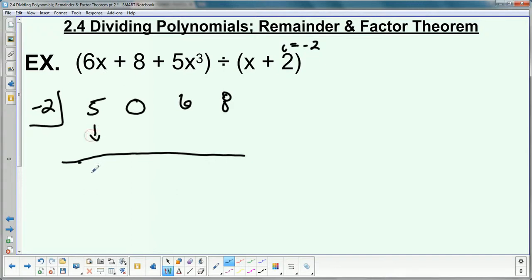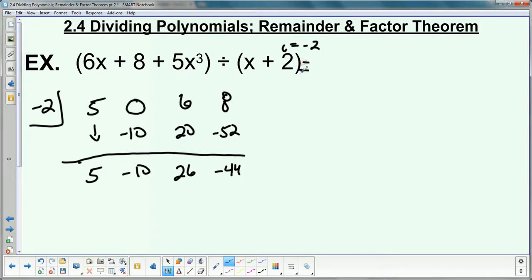Remember, the next step is to bring down your leading coefficient. I now multiply my leading coefficient by c. I get negative 10, and I write that under the next coefficient. Add these two together, which is going to give me negative 10 again. Repeat the process. So I'm going to multiply again, which is going to give me a positive 20. Add them together, I get 26. Multiply again, and I should get negative 52. Add them together, and I get negative 44. So really it's just a process of repeating multiplication and addition.